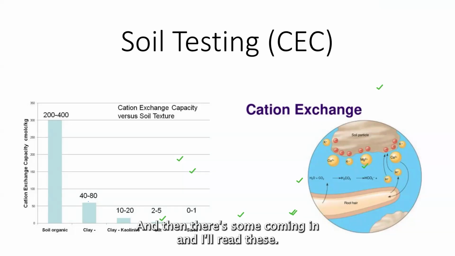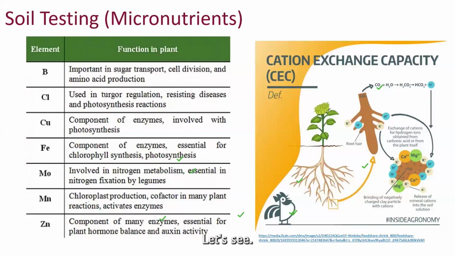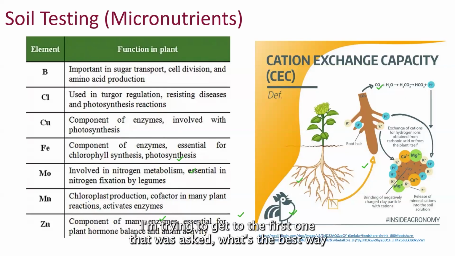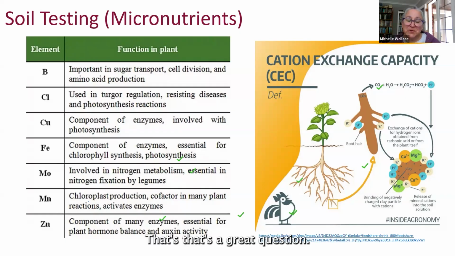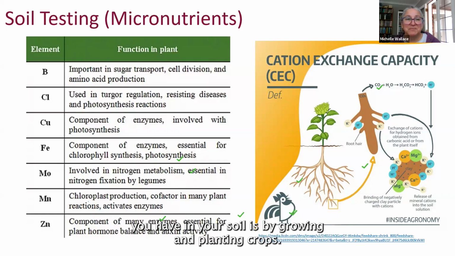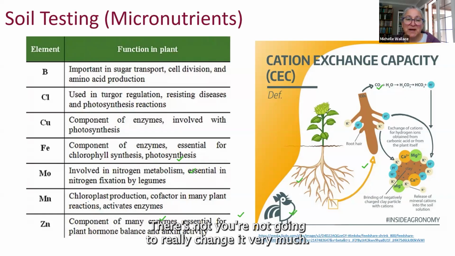Great. And then there are some questions coming in, and I'll read these. I'm trying to get to the first one that was asked. What's the best way to remove excess calcium, or is there one? That's a great question. The only way you can slowly change the amount of calcium you have in your soil is by growing and planting crops. You're not going to really change it very much.